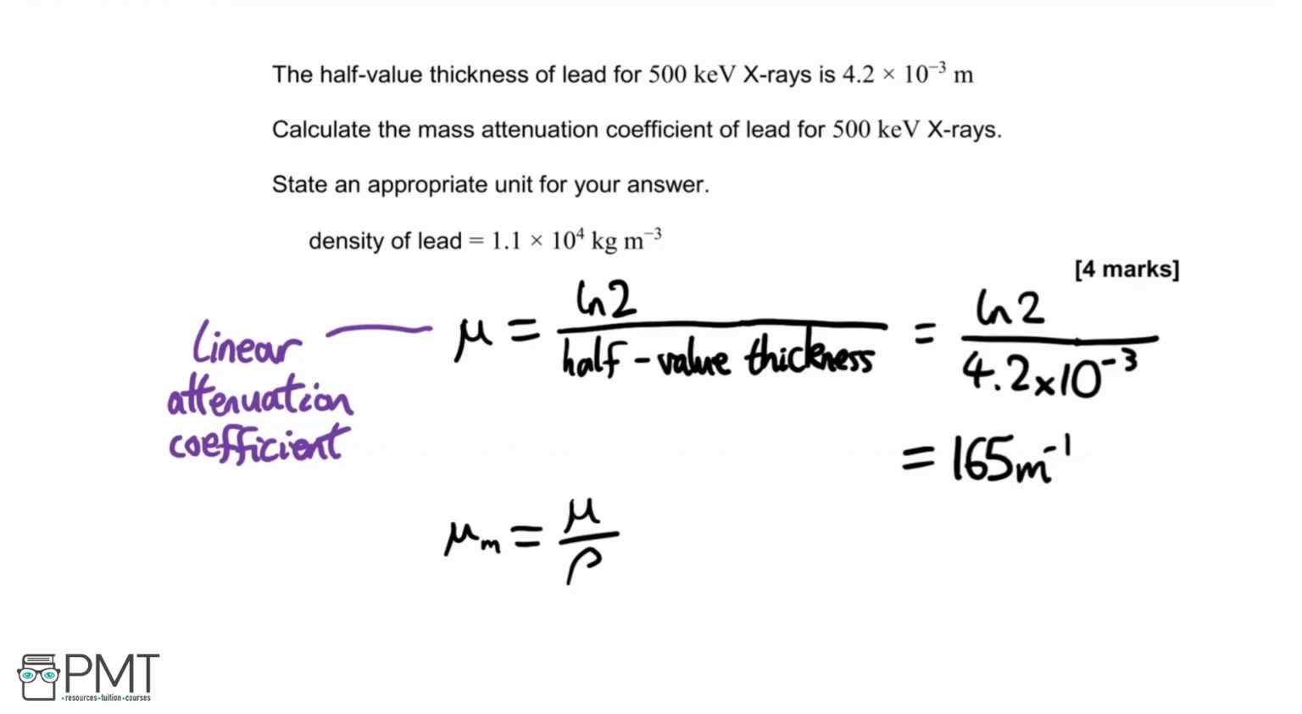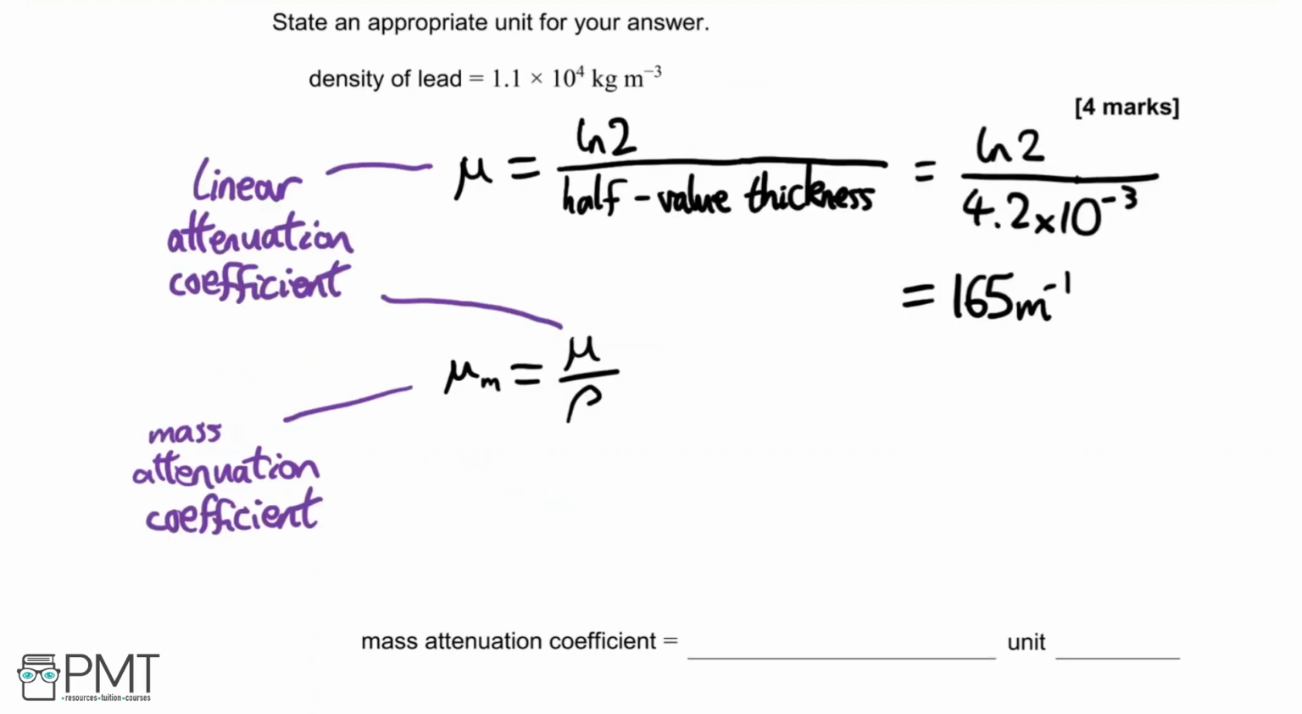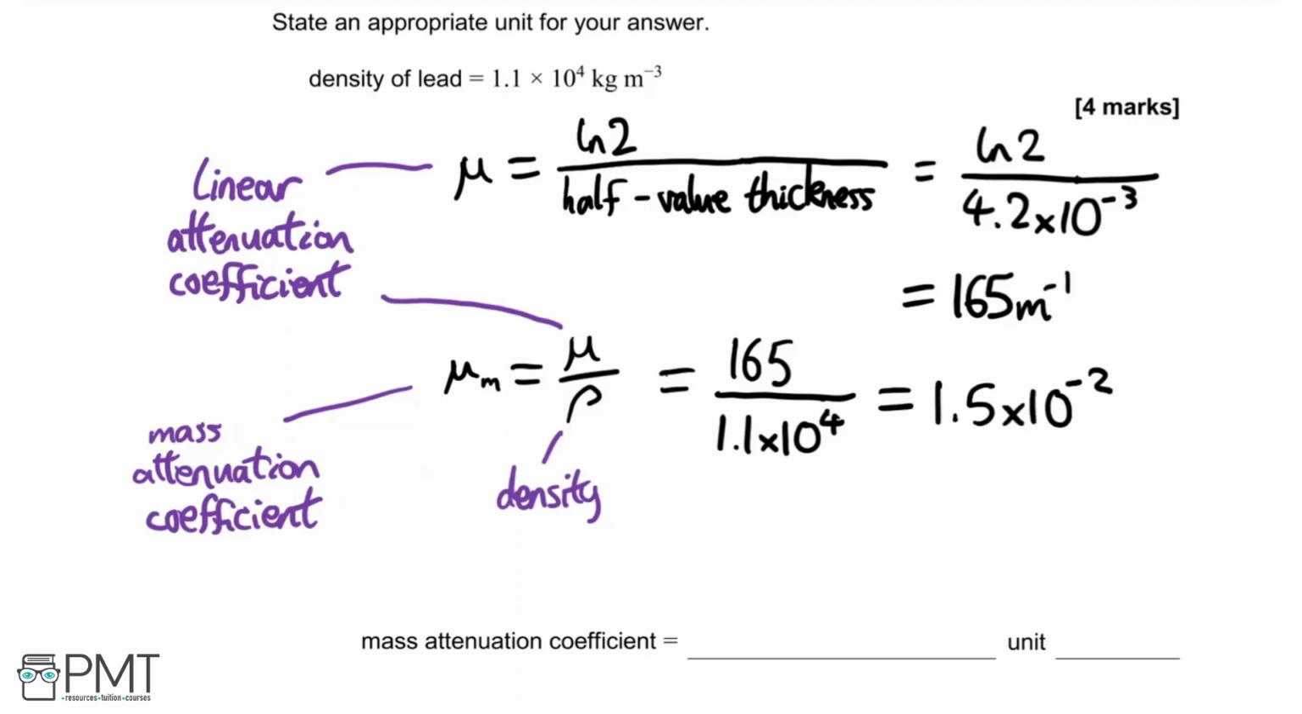So we've got mu m is equal to mu over rho. And here, the mu is still the linear attenuation coefficient that we had before. But this time, mu m is the mass attenuation coefficient that we're trying to find. And here, rho is the density of lead, which we're given. So we don't need to rearrange the equation, but we do need to substitute in our values. So we have a linear attenuation coefficient of 165 meters to the minus 1, and we're dividing by a density of 1.1 times 10 to the 4, and that will give us a value of 1.5 times 10 to the minus 2.